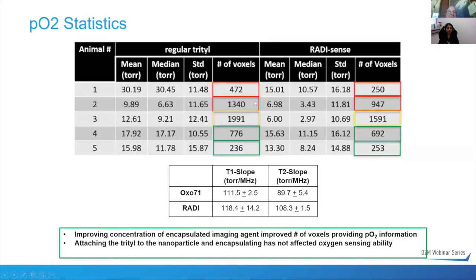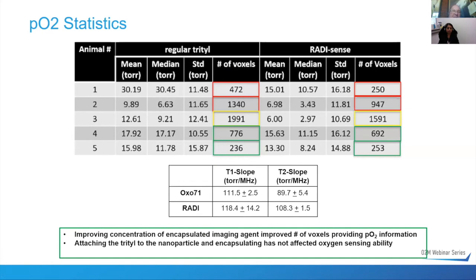But if we look at the PO2 statistics that we can calculate from the regular trittle delivered intravenously versus the encapsulated agent, we see that as we increase the concentration just by decreasing the volume, we're getting better agreement in the number of voxels that are actually used to calculate the PO2. The median values of PO2 are a bit lower when done with the IT injection of the encapsulated agent. Although, even if you do IT injection with OXO71, the regular trittle, those values will be a little bit lower than IV injection. So a next test would be a head-to-head intratumoral injection comparison. But this regular trittle delivered by IV was the standard way.